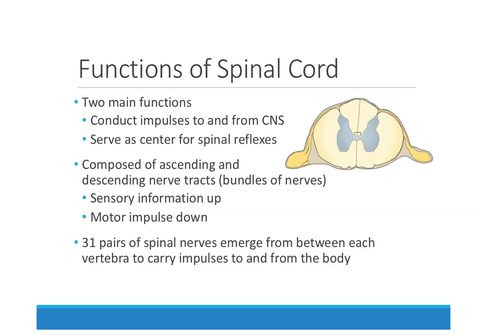The spinal cord has two main functions. It is what brings impulses to and from the central nervous system, from the peripheral nervous system, or from the nerves in the body. And it also is where your spinal reflexes occur. In a spinal reflex, information comes in from a sensory nerve and then goes right back out again without having to go to the brain for processing.